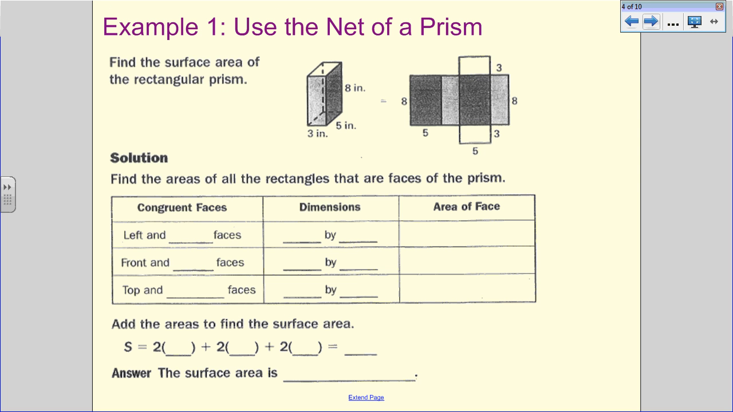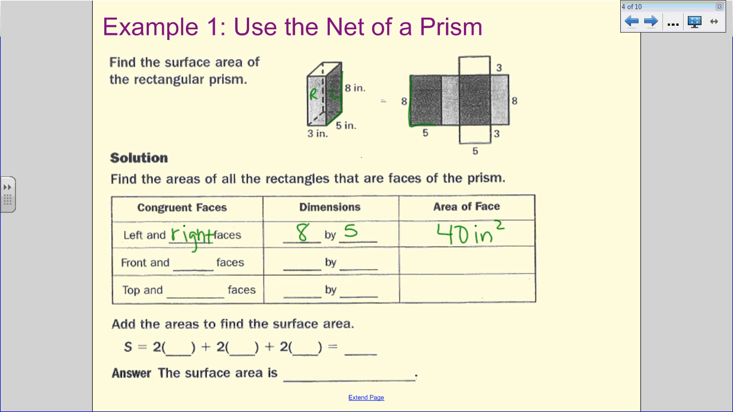We looked at these nets. The net of a prism is just a box opened up, and so you can see all of the faces there. So when we talk about congruent faces, we have the left and the right face. So the left and the right face here. All right. And when we look at the left and right face, that is an 8 by 5. So 8 by 5 are the dimensions. And so the area is 40 inches squared. Now there's 2 of them. All right, so we need to keep that in mind.